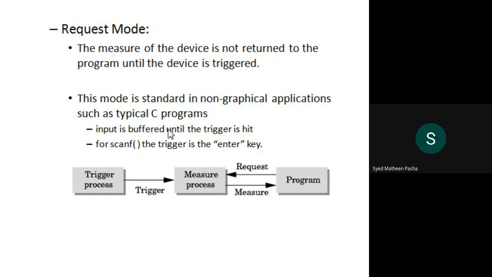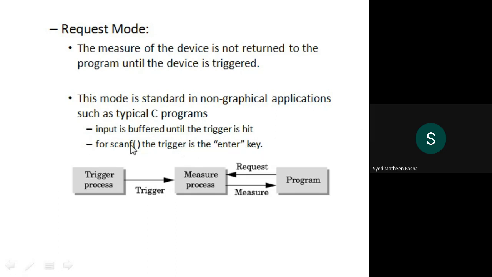So what is request mode? What are its terminologies? What is its input and output? In request mode, input is buffered until the trigger is hit. That is, this input is set into some temporary memory, which is a buffer, and it is stored in the buffer until the trigger is hit. That is, until you come to the output part. For scanf, the trigger is the enter key.